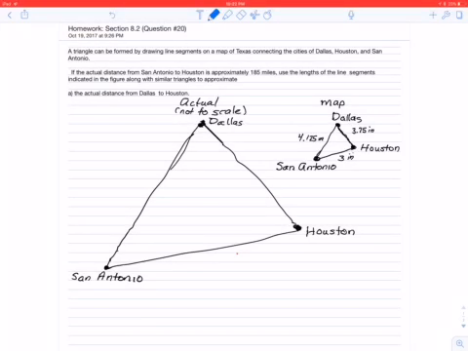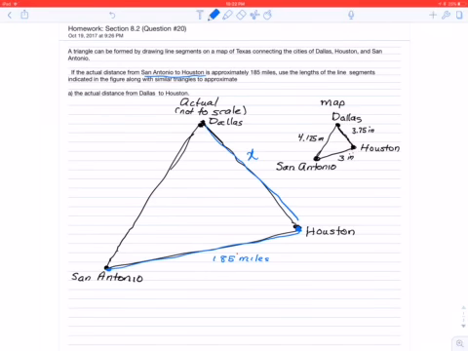So we're told that the actual distance from San Antonio to Houston, not to scale, is 185 miles. We want to find the actual distance from Dallas to Houston.